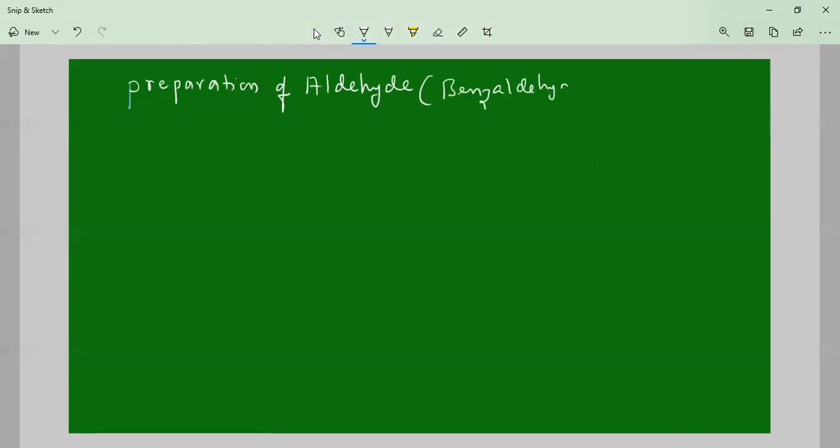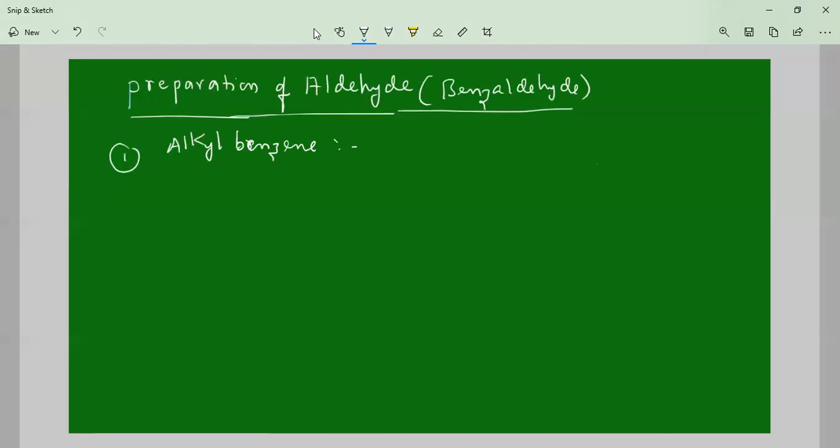Dear students, this is about the preparation of benzaldehyde, particularly aromatic aldehyde. Especially this is for benzaldehyde, I am explaining. Let us see how we can prepare the benzaldehyde. Actually, this benzaldehyde can be prepared from alkyl benzenes. So I am taking the idea of alkyl benzene in this one.